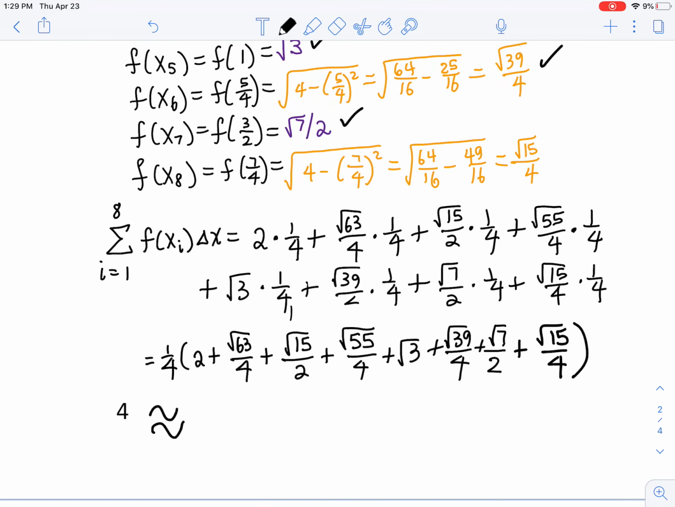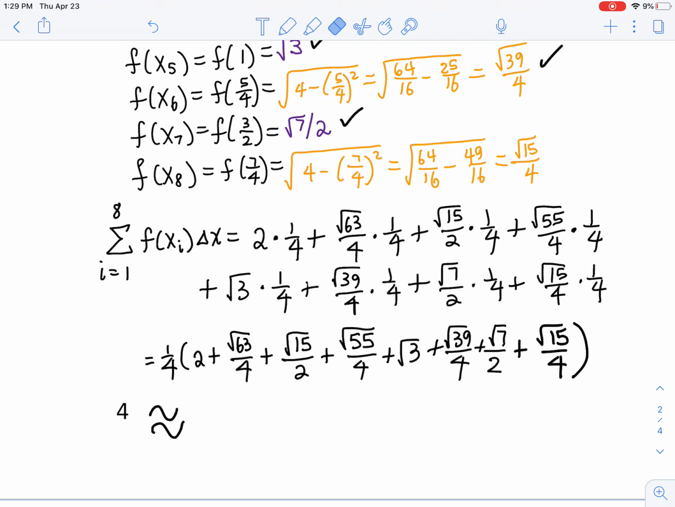Oh no, I want them in the same line. Hold on. I think I can squeeze it in. Plus square root of 15 over 4. Close the parenthesis. Now, let's go ahead and get that decimal approximation.